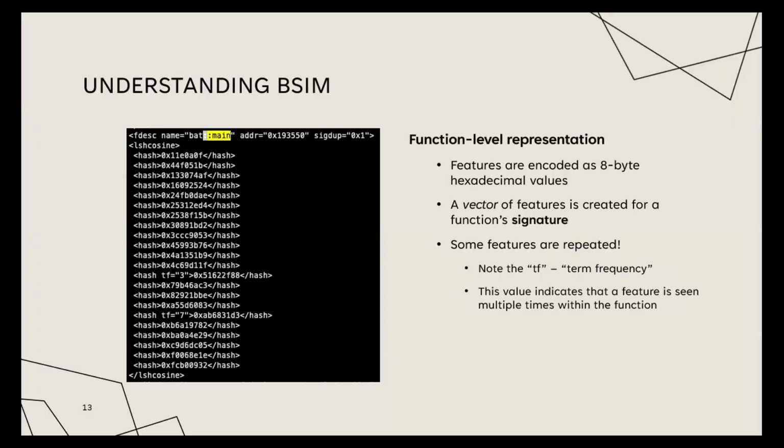So after collecting all of these features for a function level representation, features are actually encoded as 4-byte, not 8-byte like the slides say, but 4-byte hexadecimal values, and then they're stored in a vector that is called a signature. Do note that some features can be repeated. So here we have TF, which is short for term frequency. That feature is repeated 3 times within this function. So we gather up these signatures for every single function.